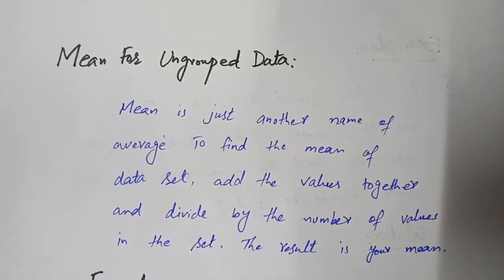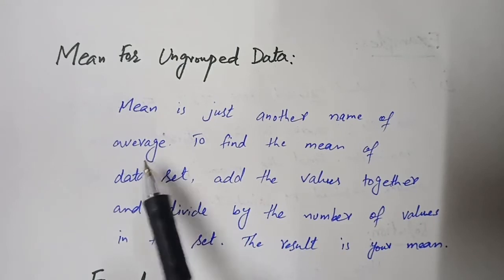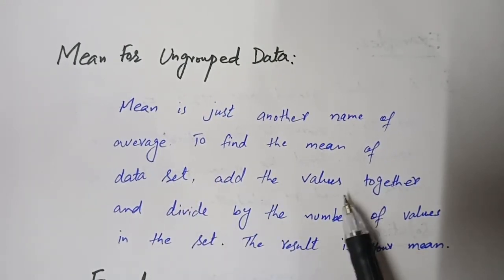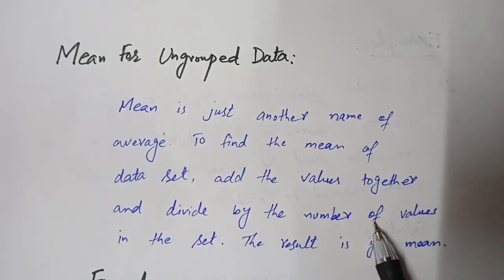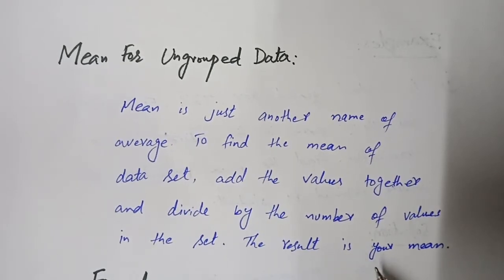So first of all, what is mean for ungrouped data? We will define it. Mean is just another name for average. To find the mean of a data set, add the values together and divide by the number of values in the set. The result is your mean.